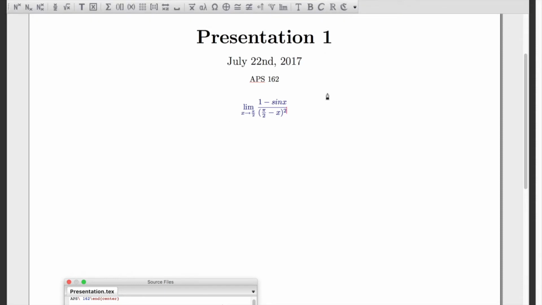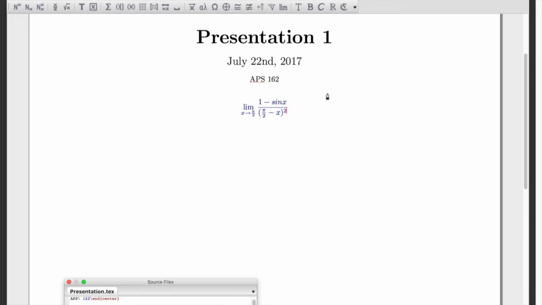The following presentation is being done on Unit 2 of the APS 162 course, which essentially deals with limits. The following question has been taken from a book called Mathematics by R.D. Sharma, and the reference is in the description below. The question is essentially asking us to evaluate the limit as x tends to pi by 2 of 1 minus sine x upon (pi by 2 minus x) squared.